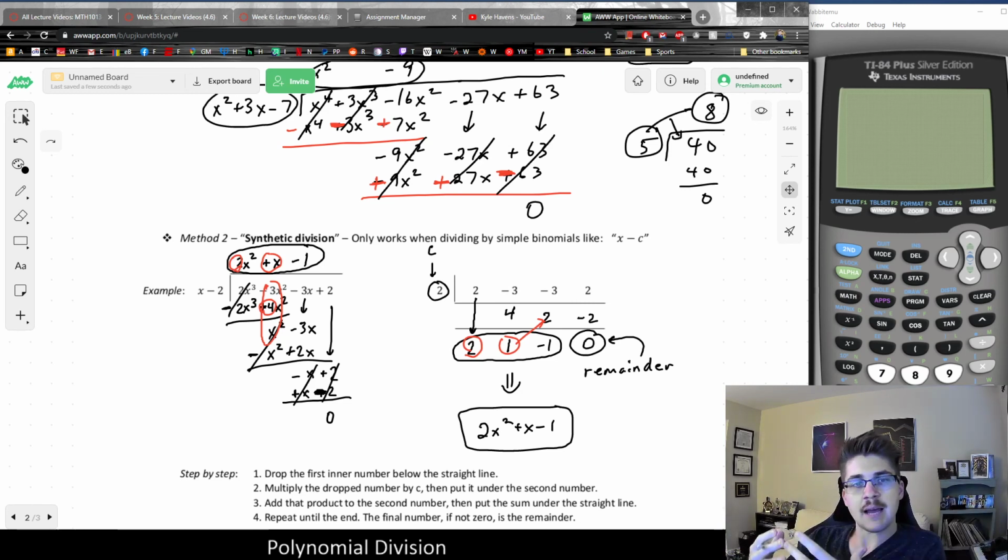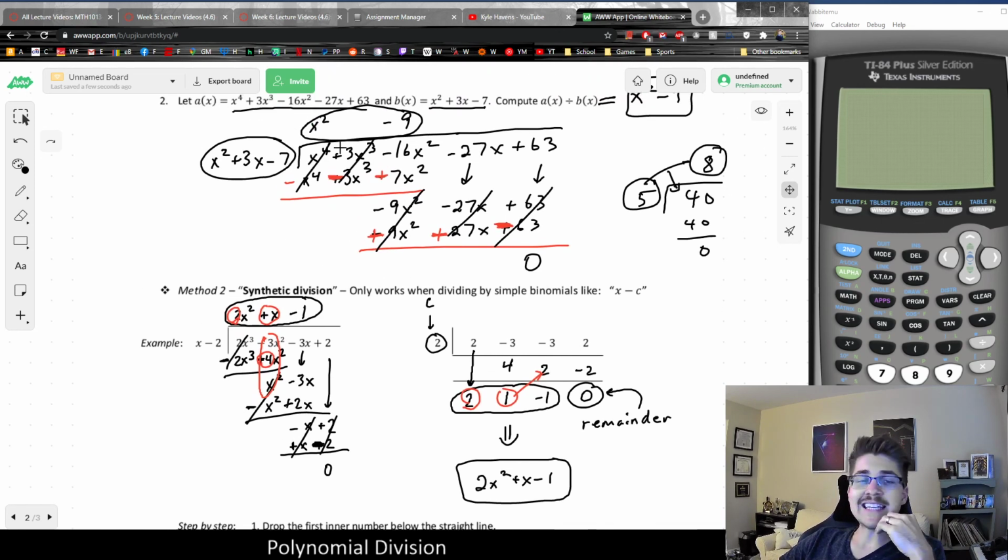And if you learn that process, it's much simpler than having to actually do all of the polynomial math over and over and over again. But you always have a choice. If you're dividing polynomials like this, you can use either method. I strongly recommend synthetic division because it is so much easier and faster and better. But again, you still need to know how to do long division because some polynomials cannot be divided synthetically.